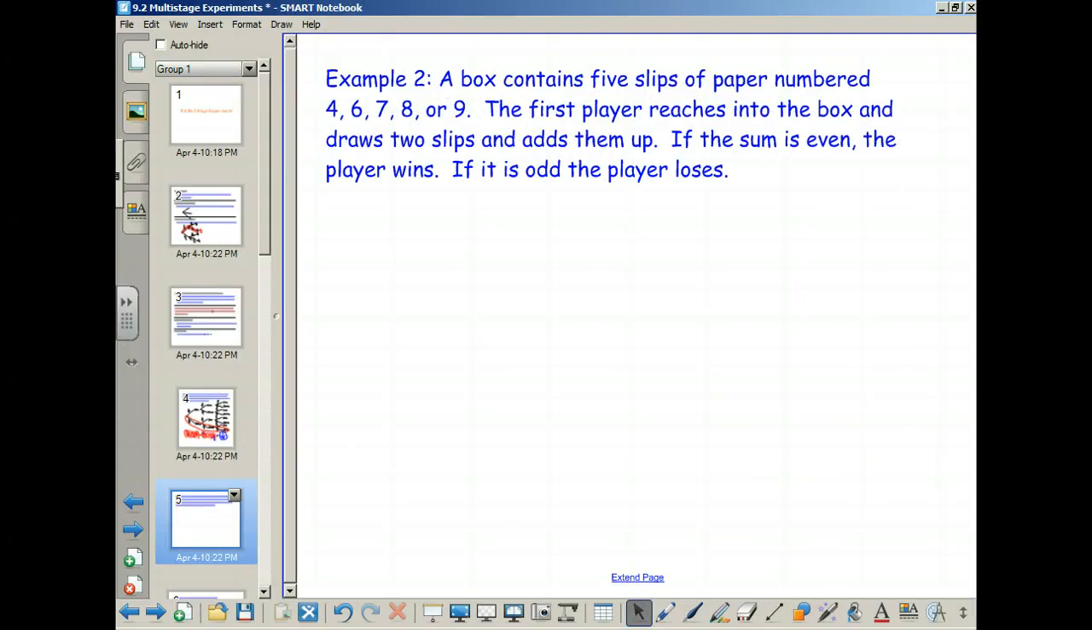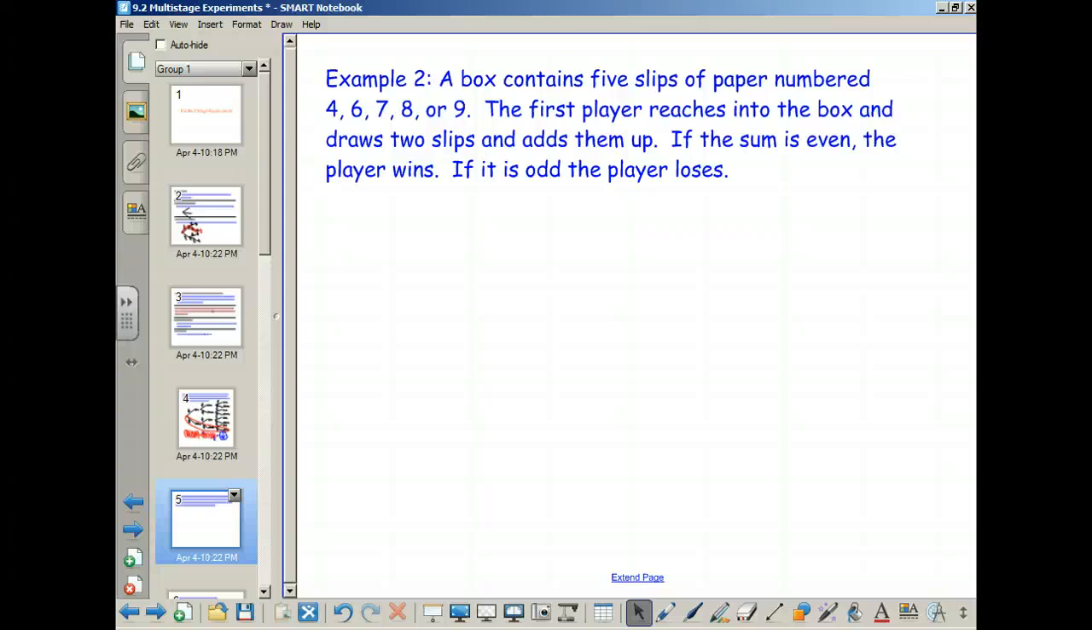A box contains 5 slips of paper numbered 4, 6, 7, or 9. The first player reaches into the box and draws 2 slips and adds them up. If the sum is even, they win. If it's odd, they lose. I don't know about you, but this sounds like a carnival game, right? The kind where they say, give me $5 and if you win, 50. Whoa. Sounds like a good deal. You have to be careful because there's always a catch, or they wouldn't be playing the game with you, right?